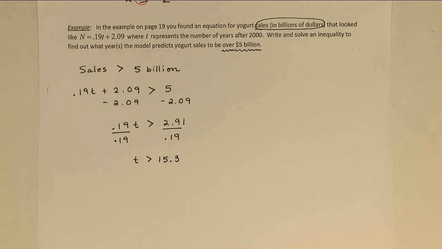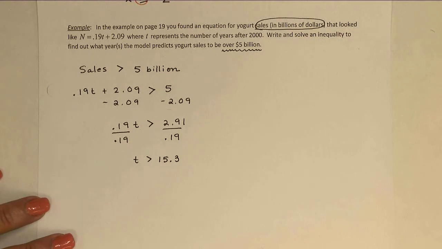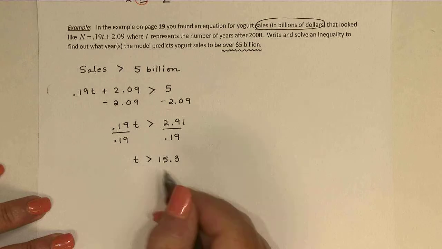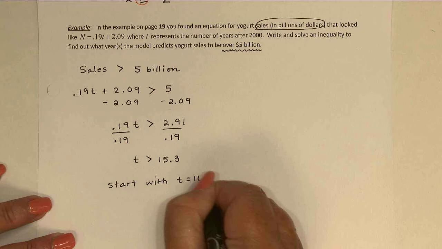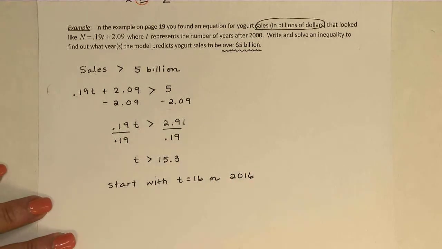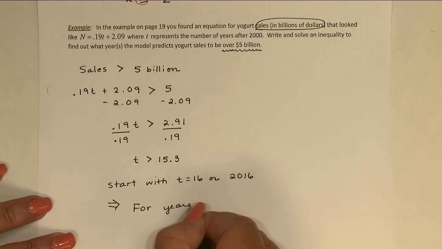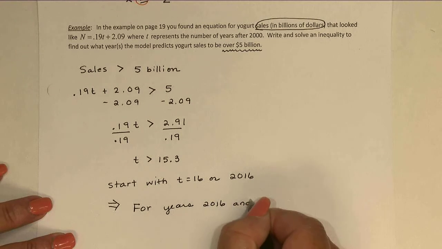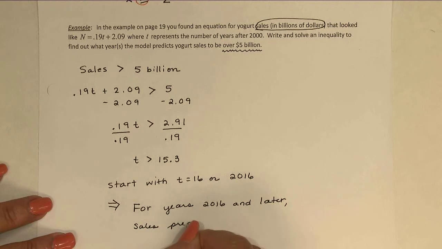All right, when we're talking in an application like this where the t-values are years, we do tend to have to work with whole years because the sales are annualized. So I need to have t be the first whole numbered year bigger than 15.3, meaning I'm going to start with t equals 16, or in other words, 2016. And then any year bigger than that. So for years 2016 and later, our sales are predicted to be more than 5 billion.